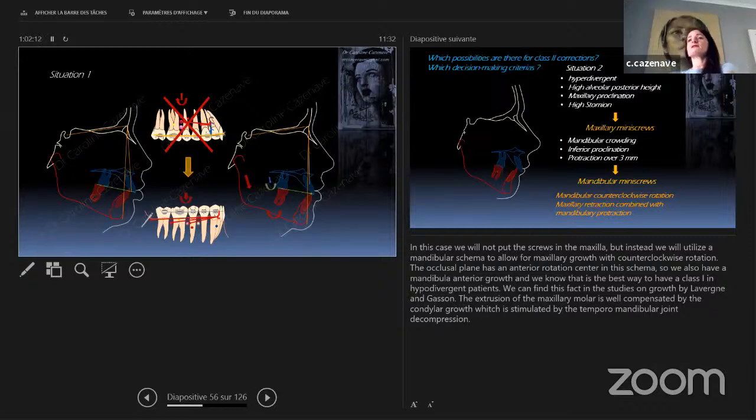So we also have a mandible anterior growth, and we know that is the best way to have a class 1 in hypodivergent patients. We can find this fact in the study of growth by Lorraine and Gasson. The extrusion of the maxillary molar is well compensated by the condylar growth, which is stimulated by the temporomandibular joint decompression.